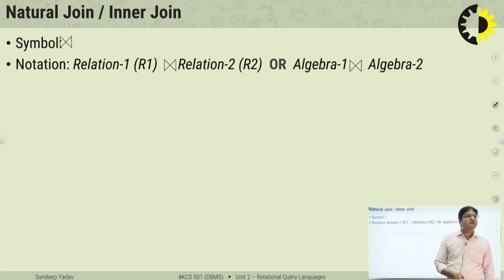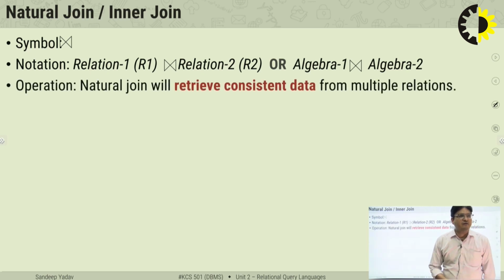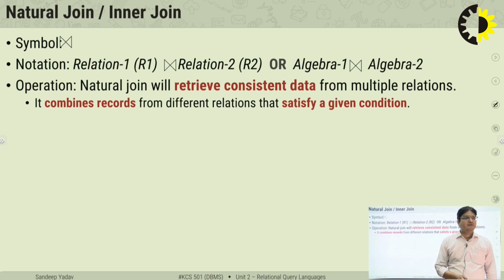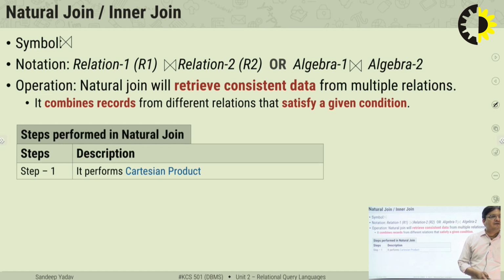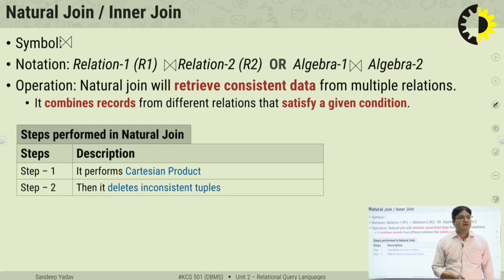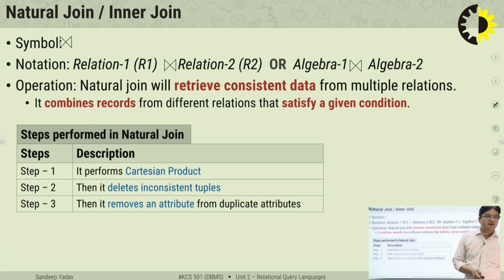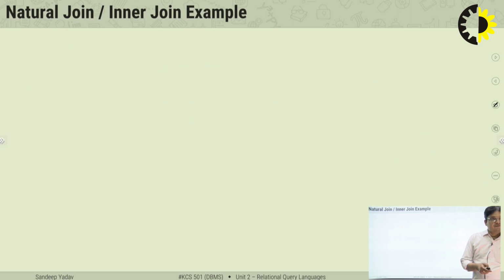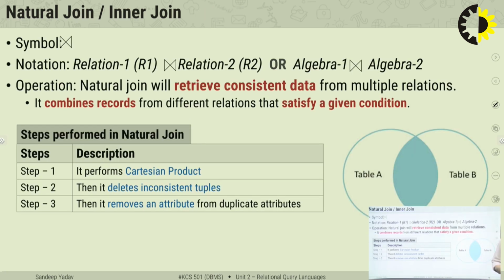The first operation is natural join. Natural join will retrieve consistent data from multiple relations, that is more than one relation. It combines records from different relations that satisfy a given condition. The steps performed in natural join are: first it performs the Cartesian product, then it deletes the inconsistent tuples, then it removes an attribute from duplicate attributes. This is how the steps are being done.